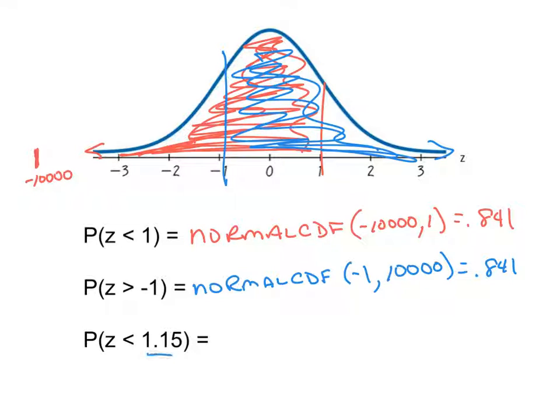What if I have a z-score, though, that's a decimal? Sorry about that. That was a dog bone.